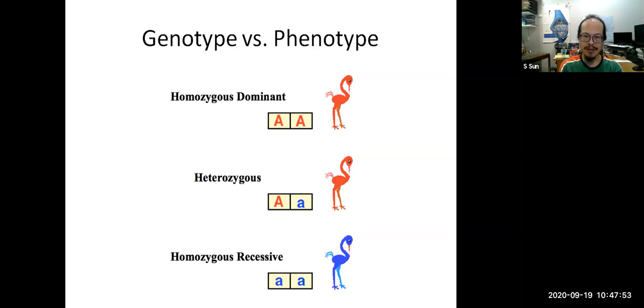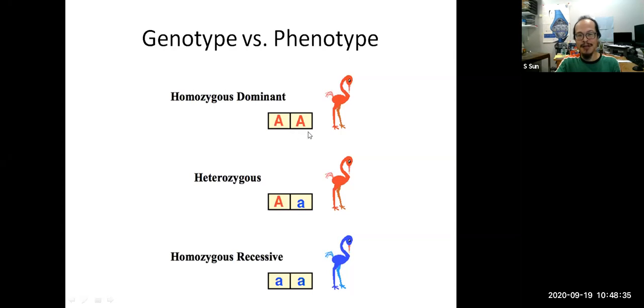So here is the genotype versus phenotype. Say the red color is caused by the dominant allele, and the blue color is caused by the recessive allele. And so even though we have basically three different possibilities of the combination from these two alleles.